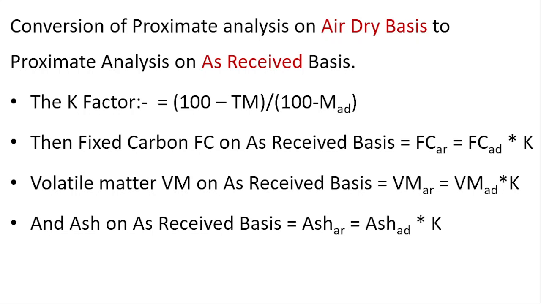Conversion of proximate analysis on air dry basis to proximate analysis on as received basis. The K factor is determined as per the formula: 100 minus total moisture, divided by 100 minus moisture air dry. That gives you the K factor. Then the fixed carbon on as received basis, that is FCAR, will be equal to FC air dry basis multiplied by the K factor. Similarly, volatile matter on as received basis will be equal to VM air dry multiplied by the K factor, and ash on as received basis will be equal to ash air dry multiplied by the K factor.